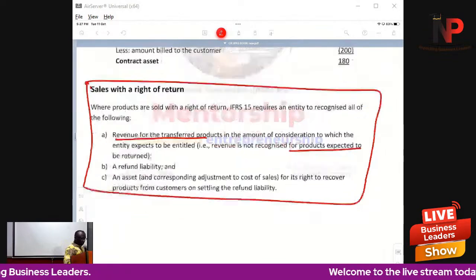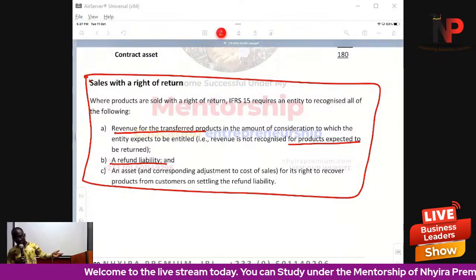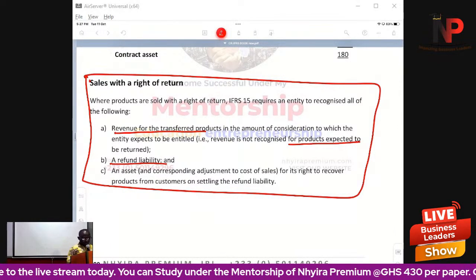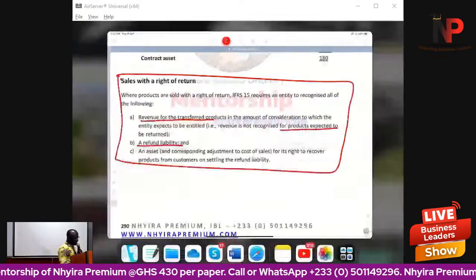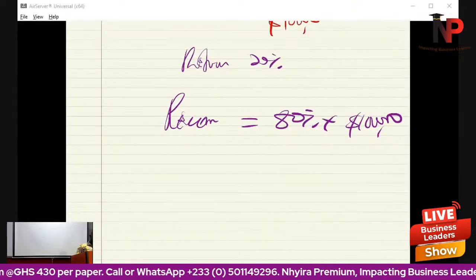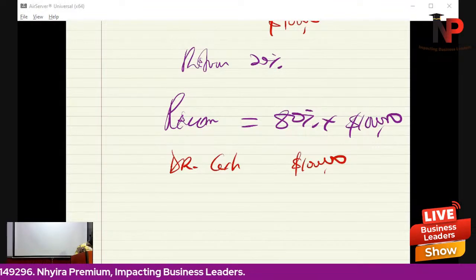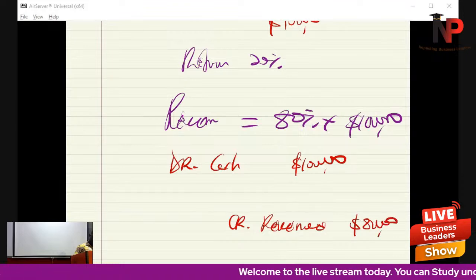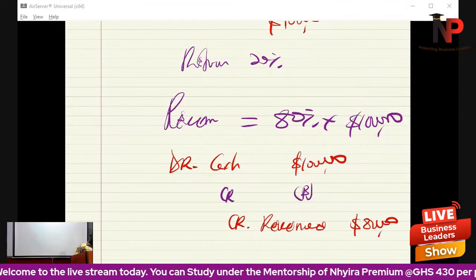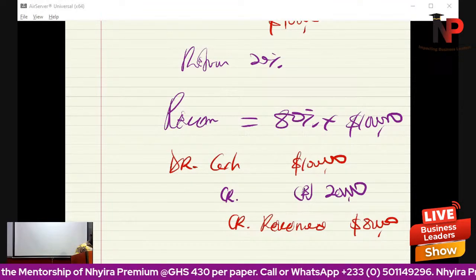Then we have to recognize a refund liability because it's likely that we're going to be refunding the customer should the customer pay us. So there must be a provision for a liability in that regard. So the journal entry for this 100,000 will be to debit cash with 100,000, right? Then we credit revenue with the 80,000, and the balancing figure, which is 20,000, will be credited to refund liability. It's a provision we are making.